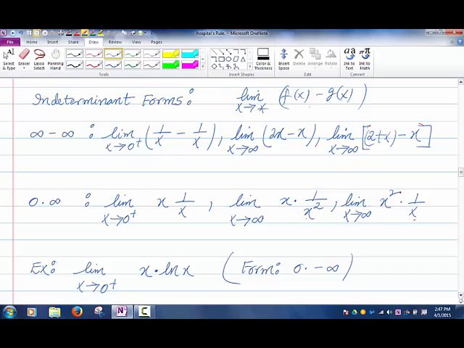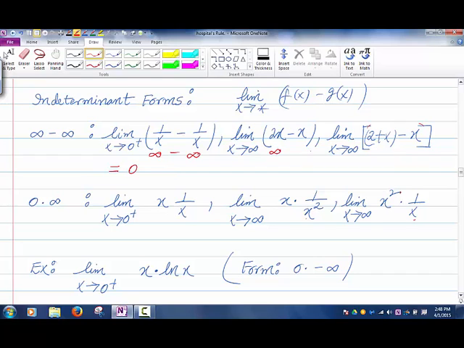For example, look at my first example here. What's the limit as x goes to 0 from the right of 1 over x minus 1 over x? As x goes to 0 from the right, the limit of 1 over x is infinity. So I get infinity minus infinity. What's the limit in this case? The limit is 0 because 1 over x minus 1 over x is 0.